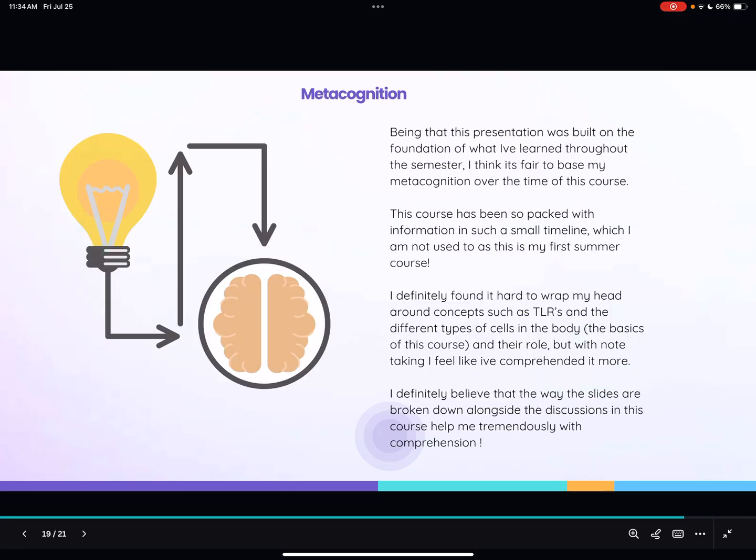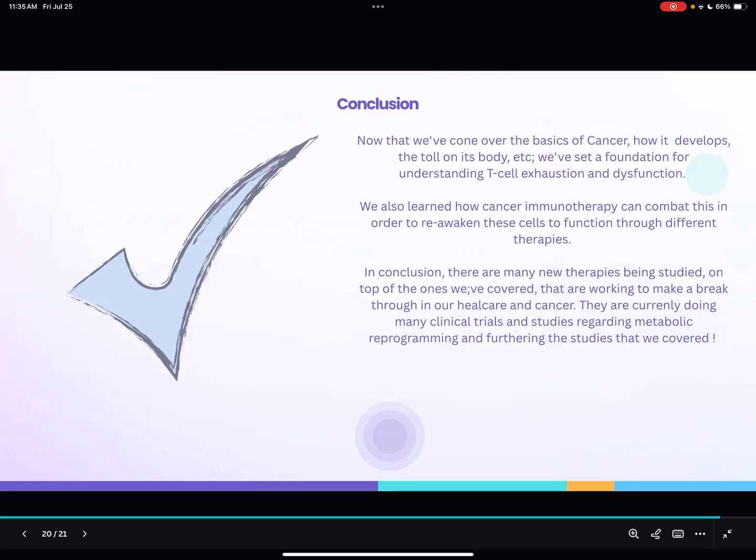So it's definitely a challenge for me to get used to this, but all in all, I found it hard to wrap my head around certain concepts like TLRs and then the different types of cells in the body, their functions, kind of the basics of what we learned in the beginning. And then over time, it got a lot easier. When I started note-taking, I feel like I definitely comprehended it more. The slides alongside the discussions definitely helped me a lot with comprehension as well.